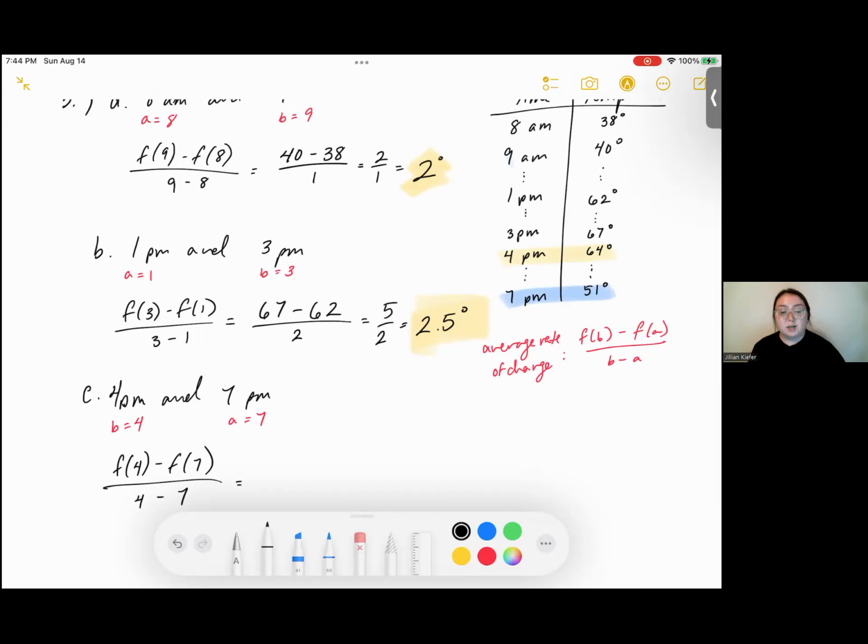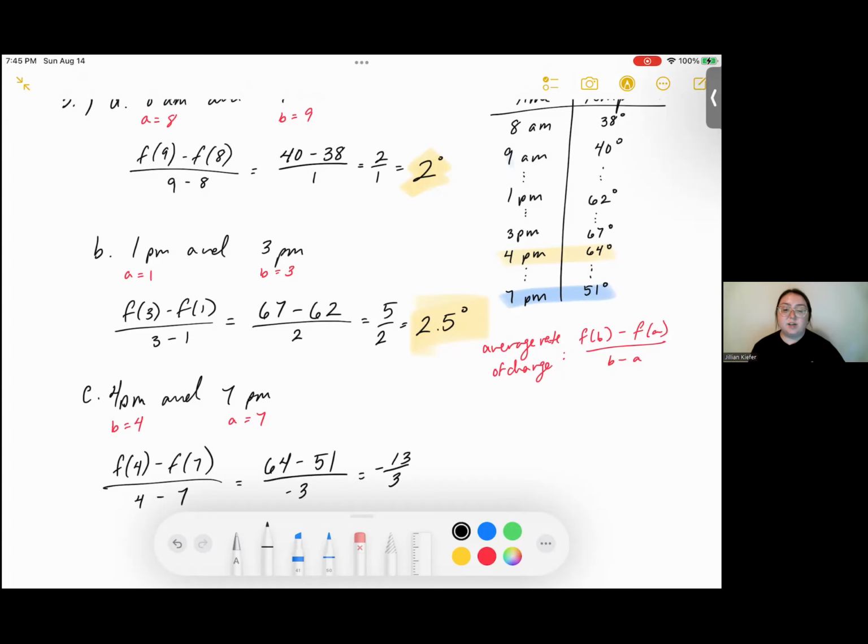So we're going to put those in for our function values. f of 4, our temperature at 4 p.m., was 64 degrees. So we'll have 64 minus our temperature at 7 p.m., which was 51. So we have 64 minus 51 divided by 4 minus 7, which is -3. 64 minus 51 is 13. And we're dividing by -3, which means that this whole thing is negative. So we have -13 divided by 3.